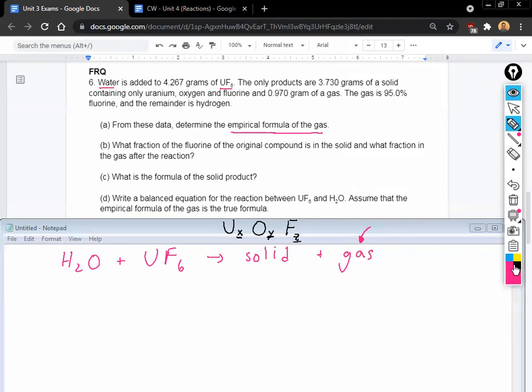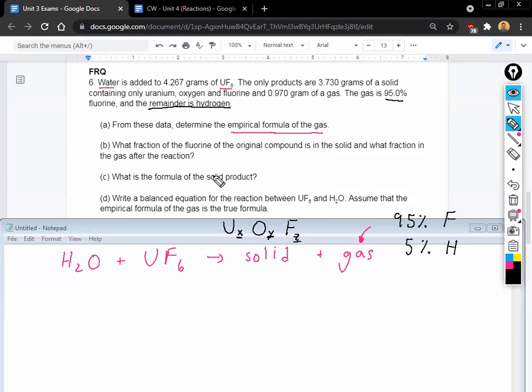Now the information that we have about the gas is that it's 95% fluorine. So that means 95% of the weight of this gas is going to be fluorine, and then the remainder is hydrogen, right? So if 95% is fluorine, what percentage is hydrogen? Yeah, 5%, right? Because we got to get to 100%. Okay, so that's all the information that I pulled out from the problem.